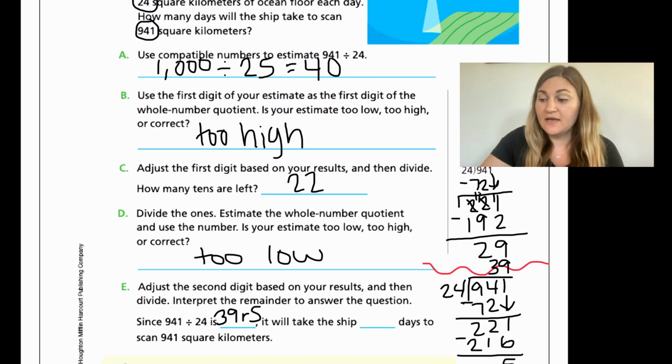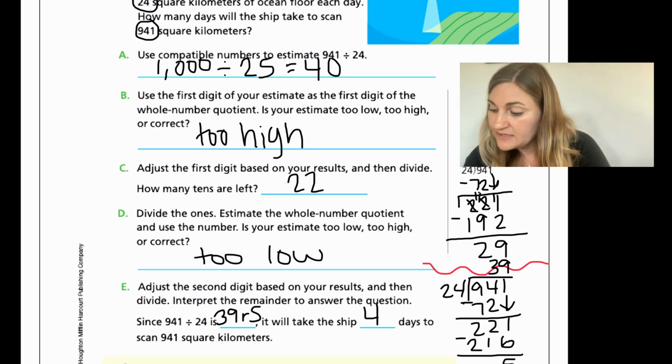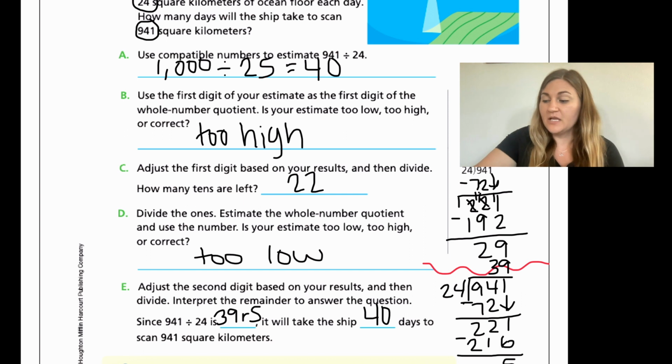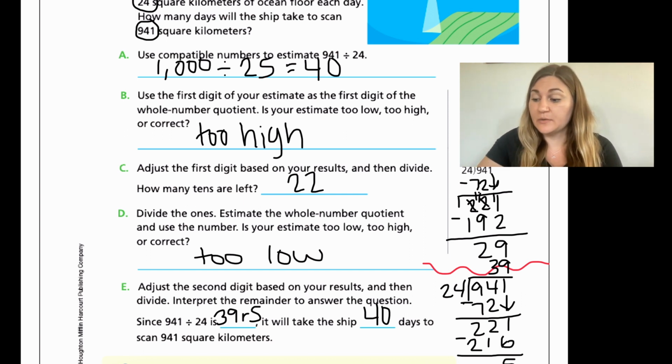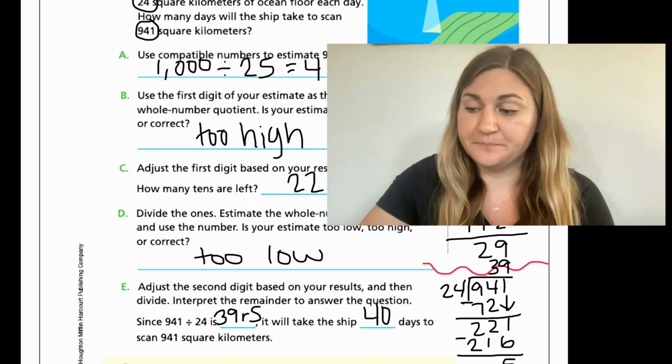Remember, we can't leave any of the ocean floor not scanned. So we have to round up. So it will actually take 40 days to get all of the amount, not 40 full days, but it will take 40 days for us to get the 941 square kilometers that we're looking for.